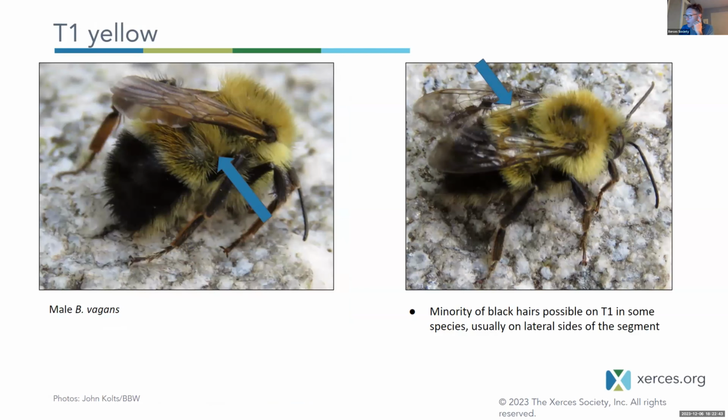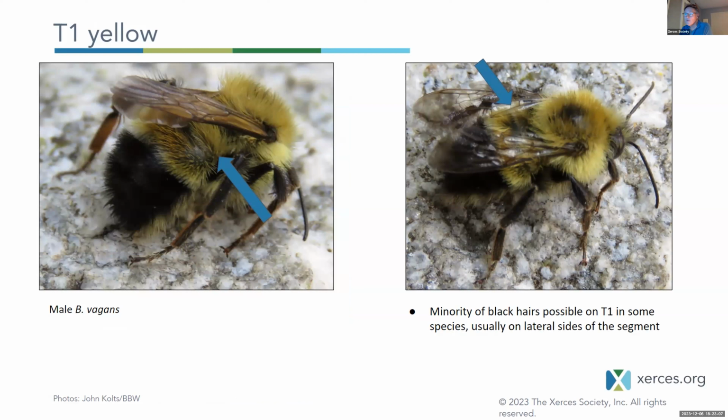Finally, we have bees where T1 is yellow. And so this is Bombus vagans. This is a beautiful species that's found in the east, quite broadly distributed, and then works its way north and west. It's found in Washington and Idaho and possibly Oregon and farther north. So they have 2 stripes of yellow on the abdomen, including the first segment.